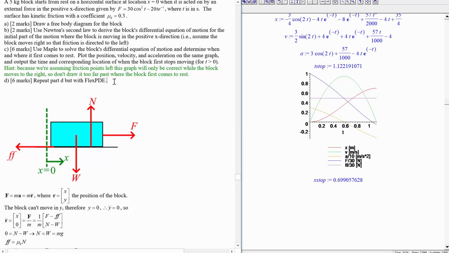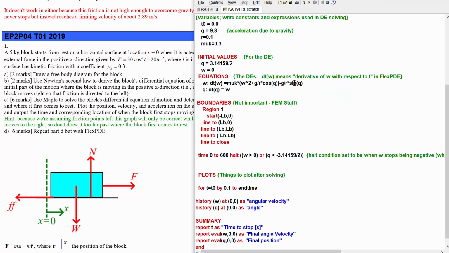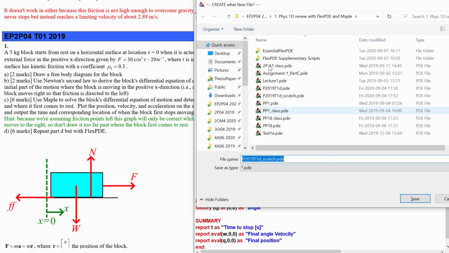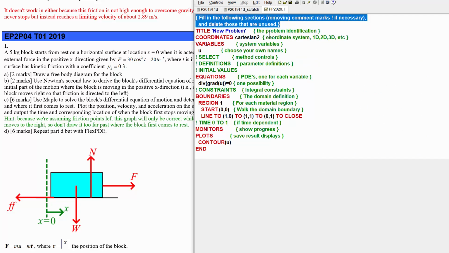Next part is going to be to repeat this whole thing, but in FlexPDE instead. So let's give that a shot. We're going to take FlexPDE. We could build off of a previous one, but let's just make a whole new file. Let's call it 2019, so practice problem 2020 point 1. Yeah, why not? Okay, so here's our new FlexPDE file.